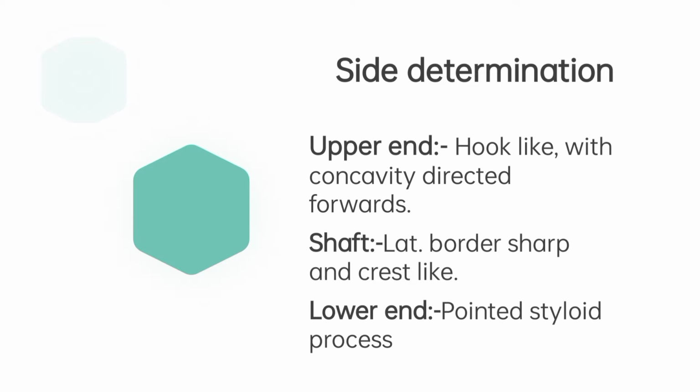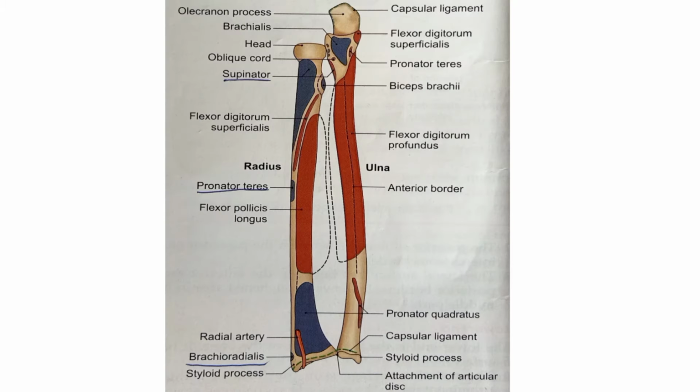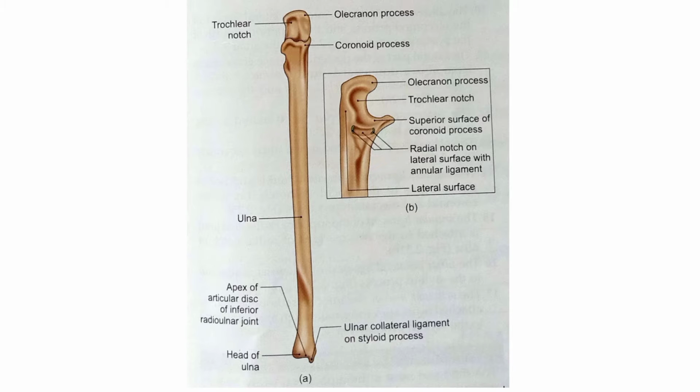Moving further to site determination. Upper end is hook-like with its concavity directed forward. See, ulnar bone has a hook-like appearance. I'll show you. See, this is hook-like appearance. Alright.